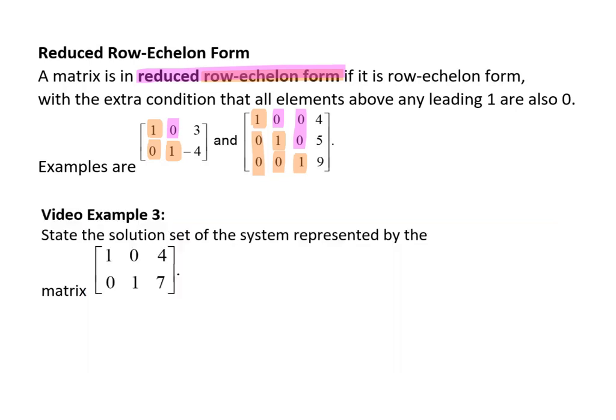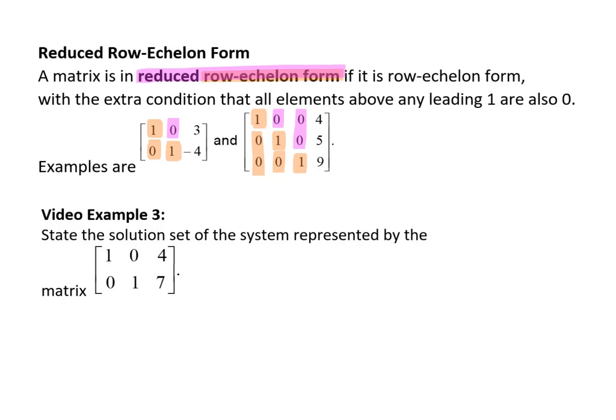Why is something so nice when it's in reduced row echelon form? Well, let's look at video example 3. It says, state the solution set of the system represented by the matrix. And this matrix is in reduced row echelon form.